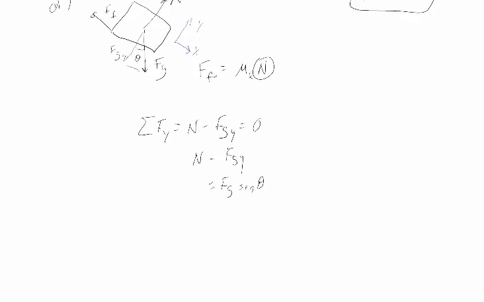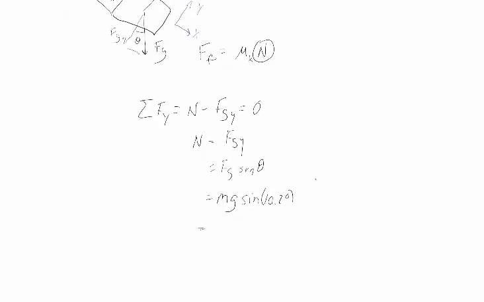So if I plug that in here, I get Fg is just equal to mg. Fg is always equal to mg. And then this is just sine of 10.2 degrees. If I plug my numbers in, I get the mass, which is 20 kilograms, gravity, 9.8 meters per second squared, and the sine of 10.2 degrees. So 20 times 9.8 times sine of 10.2, making sure we're in degrees, and I get that this is equal to the normal force, which is what we've been solving for the whole time, 34.7 newtons. Okay, that's the normal force.